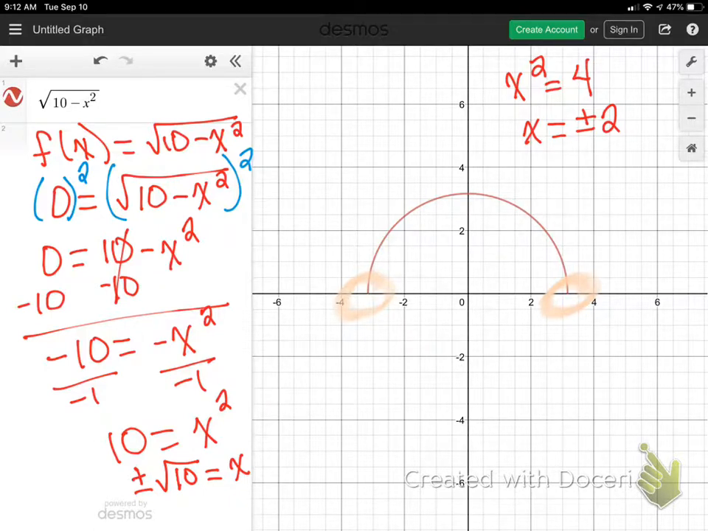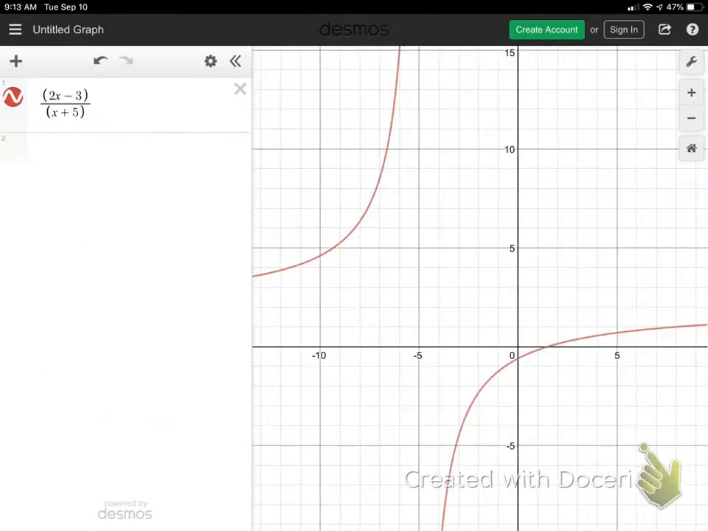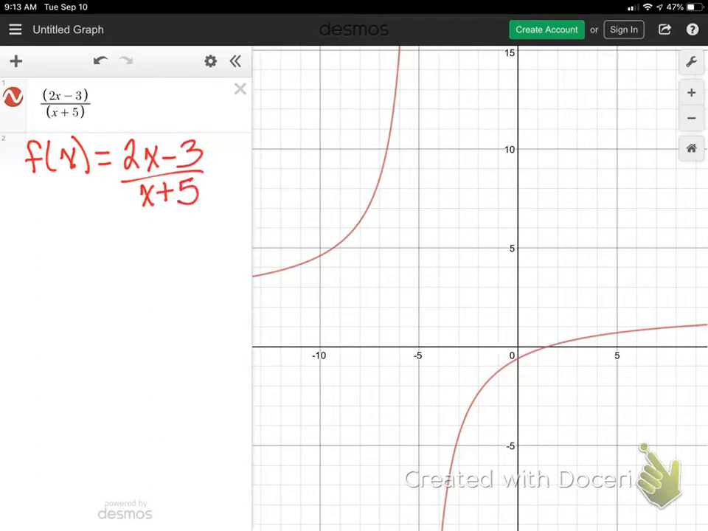Okay. And the next one looks intimidating, but it's not, I promise. Okay? Here I have f of x equals 2x minus 3 over x plus 5. I'm going to set this equal to 0.